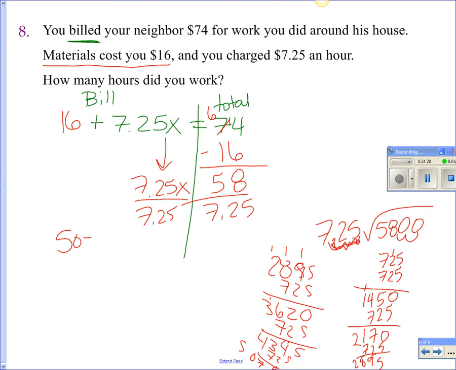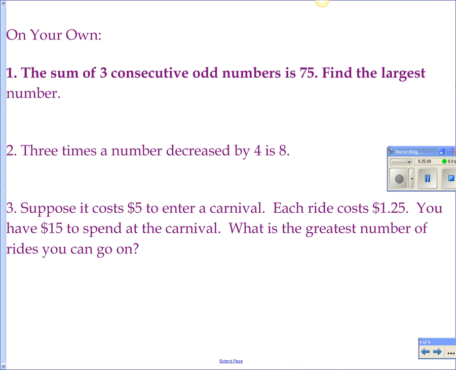What number is that? Oh boy, I must have made a mistake somewhere. Where? Right here? It was 5 and 5. I made a mistake somewhere, but that's pretty darn close to 5,800. So let's count how many 725s that was. 1, 2, 3, 4, 5, 6, 7, 8. What is the 8? How many hours worked? All right.